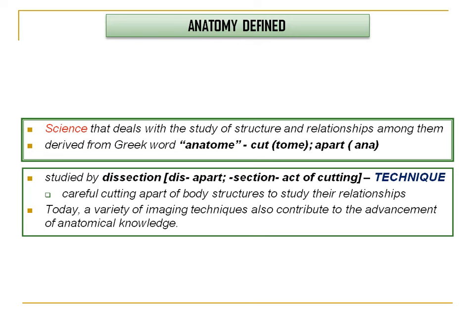And basically anatomy is studied with the help of cadaveric dissections. So dissection means the careful cutting apart of body structures to study the interrelationship among them. And there is a difference between dissection and butchering. Dissection is a very careful cutting, whereas butchering is random cutting, that is sloughing out the body parts randomly. That is butchering. But dissection is a very careful cutting technique to study the interrelationship of the body parts.